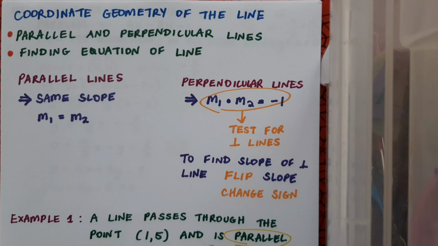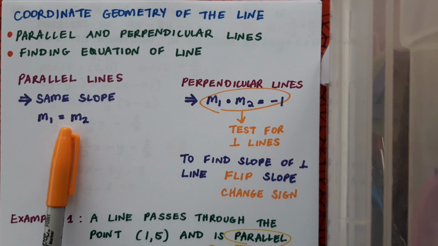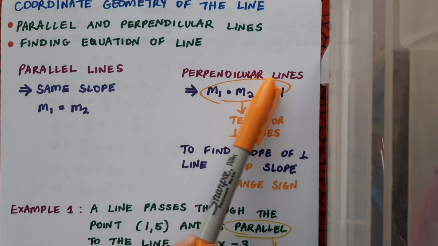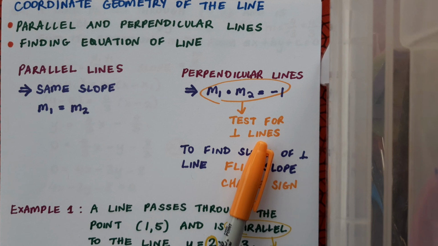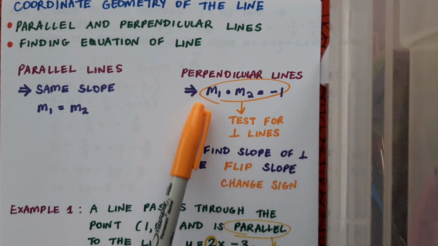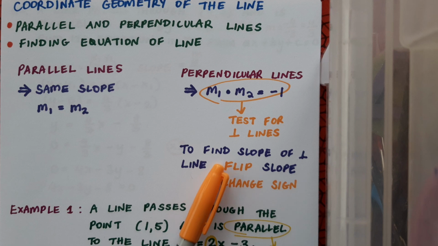So just before we do that, let's just go back and note some information from the beginning of our video, which is that parallel lines have the same slope. That's what we've been working with up until now. And then perpendicular lines have slopes that multiply to give you minus 1. So that's something that you use to test for perpendicular lines. We won't really be using this too much in these examples. We're really going to be using this information here, how to find the slope of a perpendicular line. And don't forget, the rule there will be to flip the slope and change the sign.